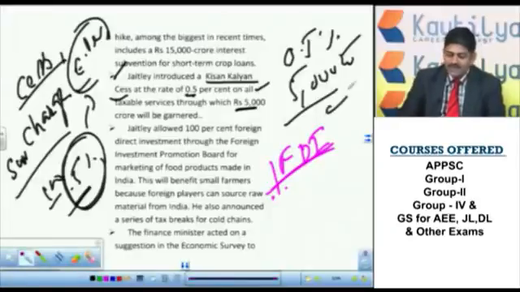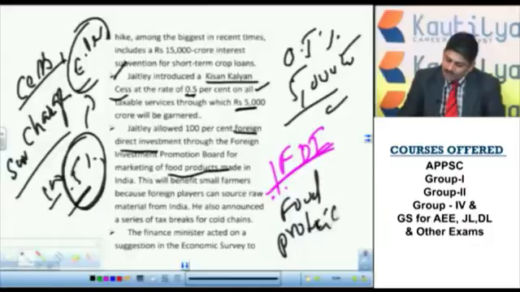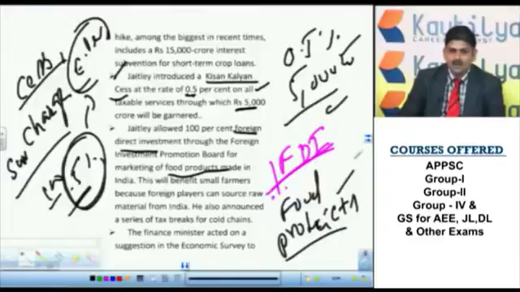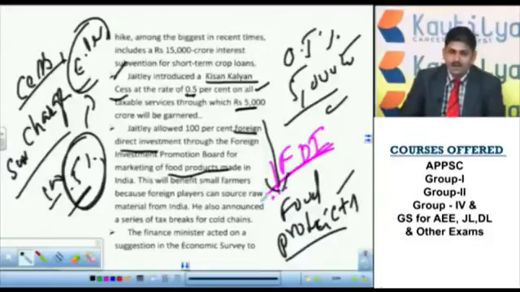Now, what is the importance in this case? It is foreign direct investment through the Foreign Investment Promotion Board for marketing of food products. Right now, the government feels that food products are not being marketed as they should be. So if FDIs are allowed, the demand for food products increases. If the demand for food products increases, it benefits the farmers.